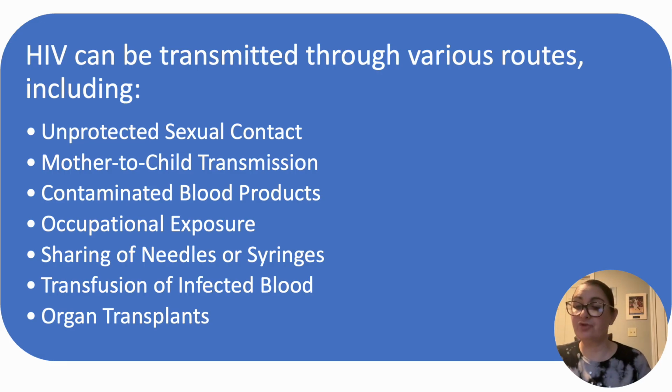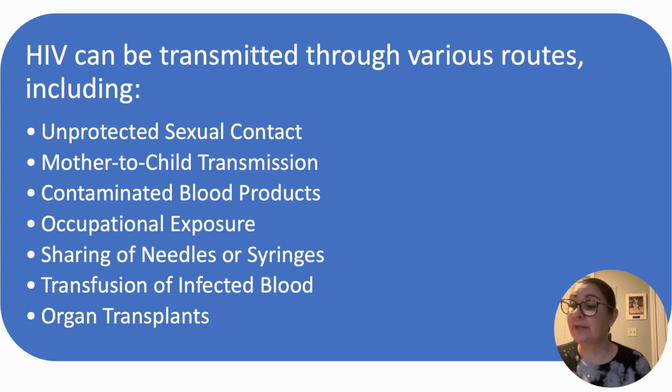Next, we will discuss the transmission of the virus. There are several ways that the virus can be transmitted. Here are some common ways. Unprotected sexual contact. Transmission can occur through unprotected vaginal, anal, or oral sex with an infected partner, especially if there are open sores, cuts, or mucous membrane exposure.